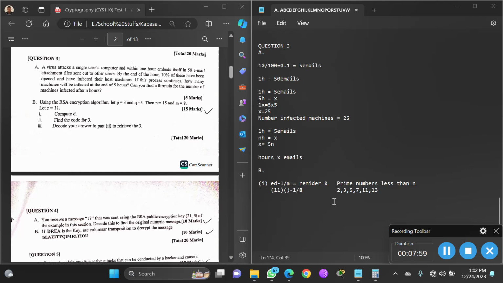Okay, so since our n is 15, we will list prime numbers which are less than 15, such as 2, 3, 5, 7, 11, and 13. If you don't know how to come up with prime numbers, just know that a prime number is a number which is only divisible by itself and 1.